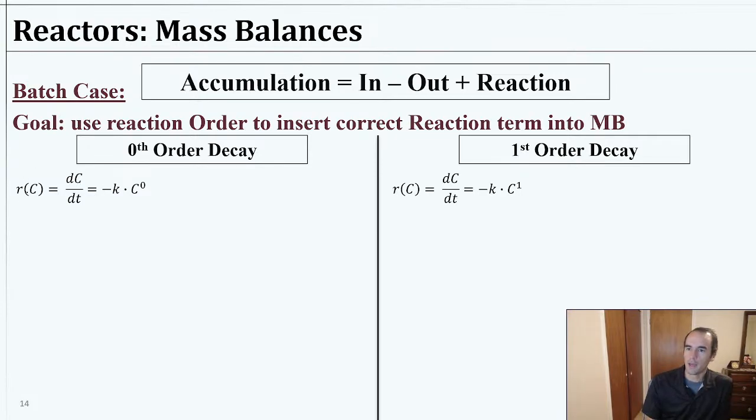Okay, so here we have a zero order decay, and so we would start by writing the rate term itself: dC/dt equals minus k times C to the 0 power. Now for our mass balance, in the reactor, V, the accumulation V dC/dt is equal to our reaction term in the volume.